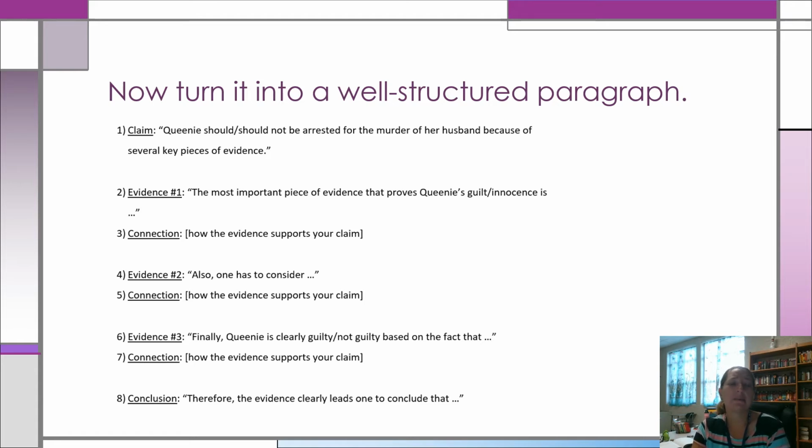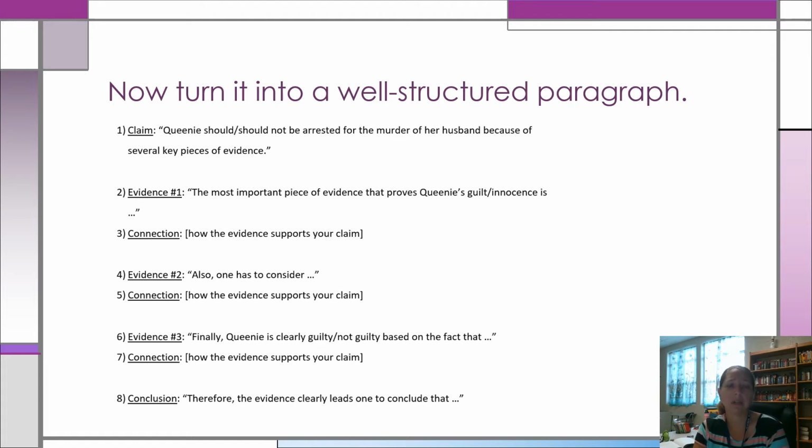Then your next sentence is going to be your connection. How does that evidence show the guilt or innocence, all right? So where you explained, for example, when I said that he tripped, I would put Queenie should be arrested for the murder of her husband because of several key pieces of evidence. The most important piece of evidence that proves Queenie's guilt is when the picture showed Arthur's feet up on the stairs. This shows her guilt because most of the time, or usually when people fall down the stairs, their feet are on the bottom. Okay, so you can see how I'm supporting that.